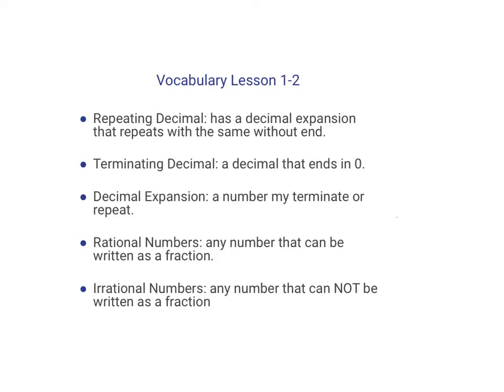is pause the video and add these words to your interactive notebook. Repeating decimal, which is a decimal expansion that repeats with the same digits without end. A terminating decimal is a decimal that ends in 0. A decimal expansion, a number that may terminate or repeat. A rational number, any number that can be written as a fraction. Irrational numbers are any numbers that cannot be written as a fraction. This should say may. So pause the video and add these to your interactive notebook and then begin the video again. I'm going to go ahead and start.